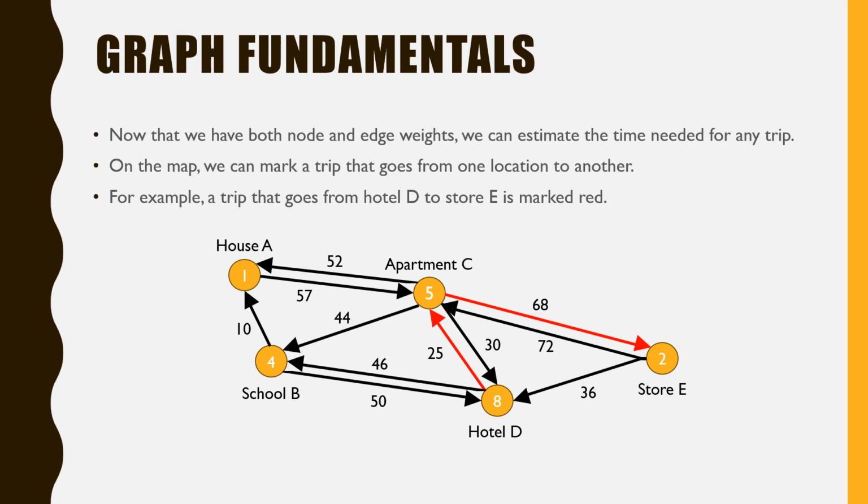Now that we have both node and edge weights, we can estimate the time needed for any trip. A trip typically involves a series of locations to visit and the roads connecting them. For example, the trip from Hotel D to Store E is highlighted in red in the graph shown here.